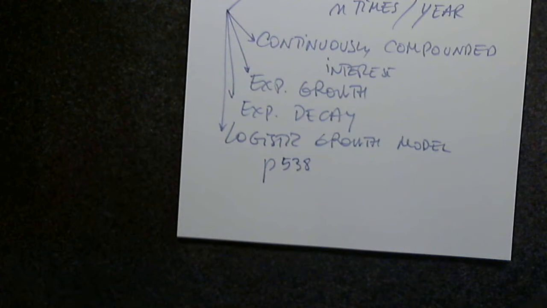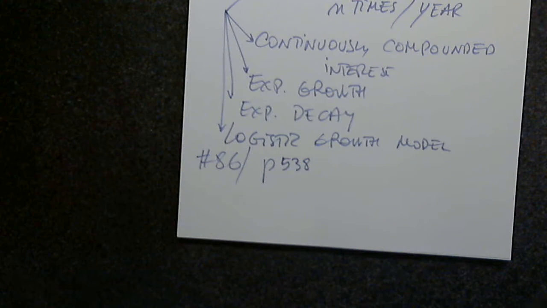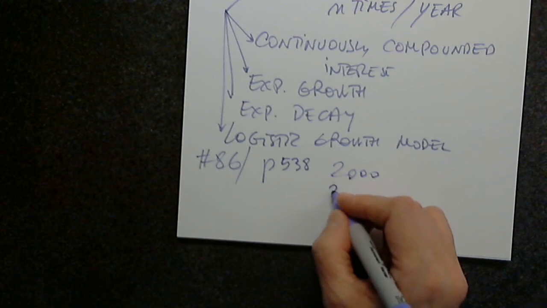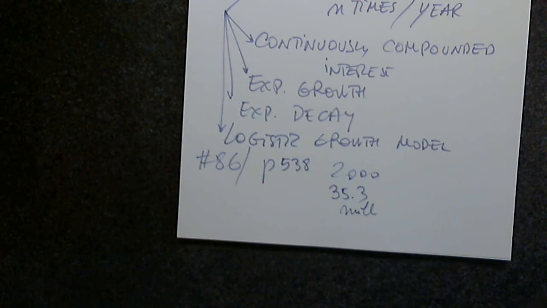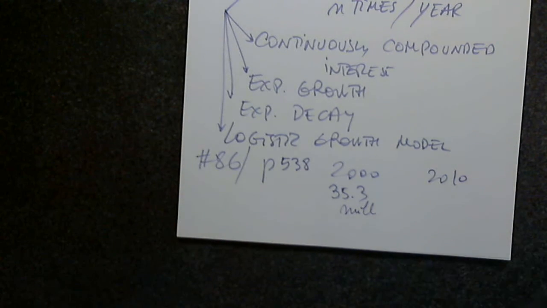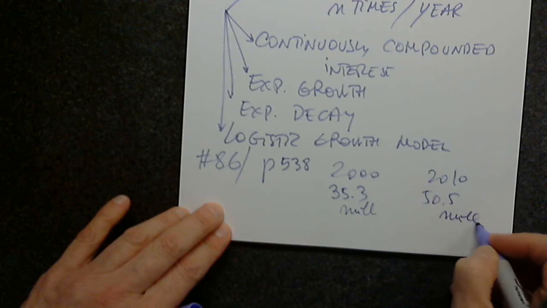Number 86 on page 538. According to the U.S. Bureau of the Census, in the year 2000, there were 35.3 million residents of Hispanic origin living in the U.S. By 2010, the number had increased to 50.5 million.